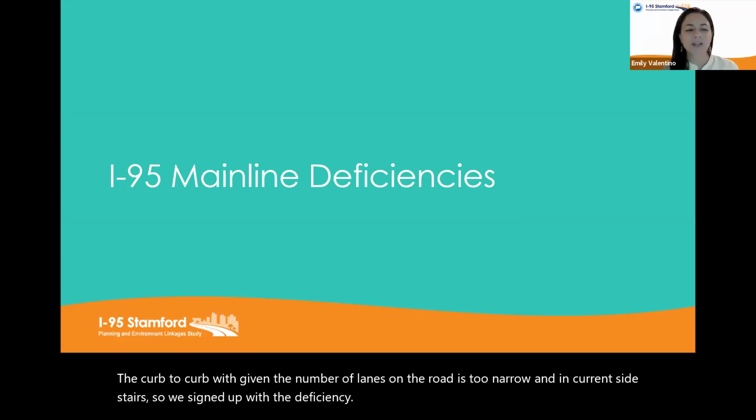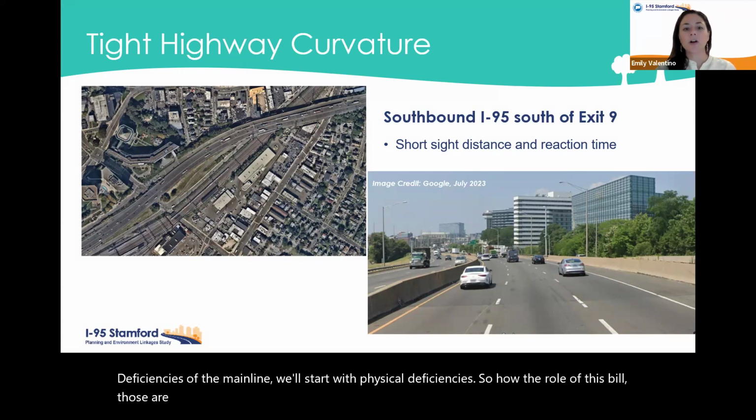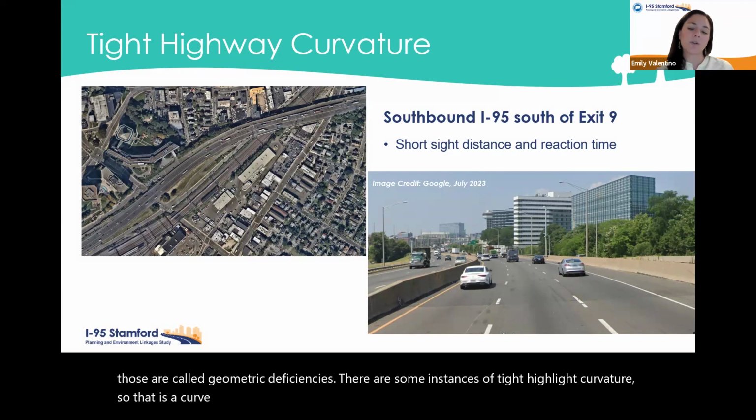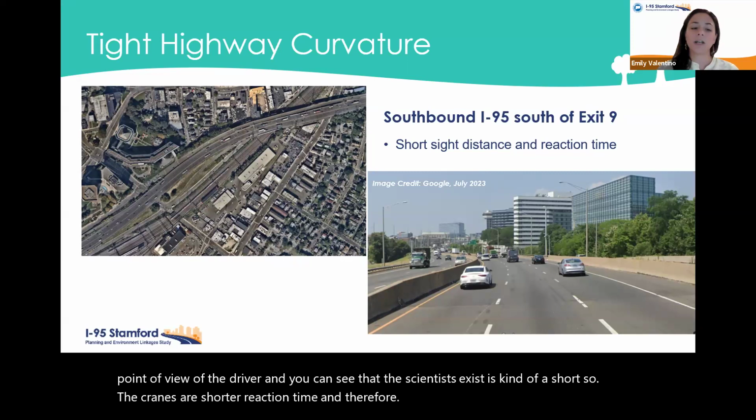Emily? Thank you, Andy. As Andy just mentioned, I will now review some of the deficiencies of the main line. We'll start with physical deficiencies, so how the roadway was built. Those are called geometric deficiencies. There are some instances of tight highway curvature, so that is a curve that creates a short sight distance. You can see the photo on the right. That's the point of view of the driver, and you can see that the sight distance is short. That creates a shorter reaction time, therefore causing drivers to slow down and creating a backup behind them.